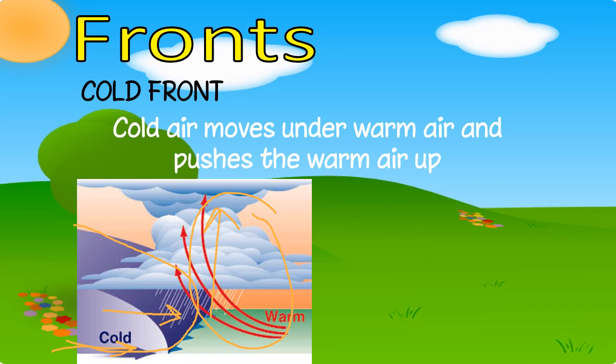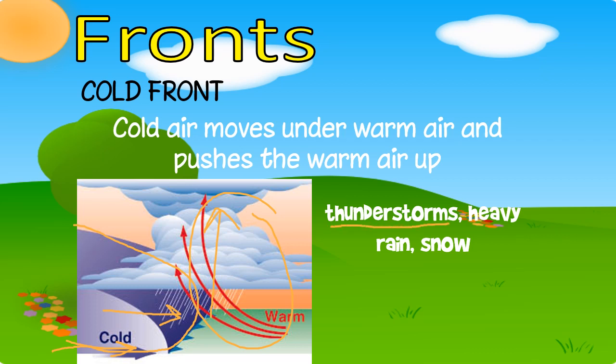Well, when that happens, when that warm air rises, it condenses and makes clouds. And when you've got a lot of clouds, you've got a lot of chance for precipitation. And the weather that goes along with a cold front is usually going to be thunderstorms, or if it's not a full-blown thunderstorm, you're going to have some heavy rain, and if it's cold enough, you could even have snow. But I want you to think of thunderstorms as what goes with a cold front. Now, all these fronts have different symbols to them. So when you see this symbol here, these blue triangles, that means it's a cold front.